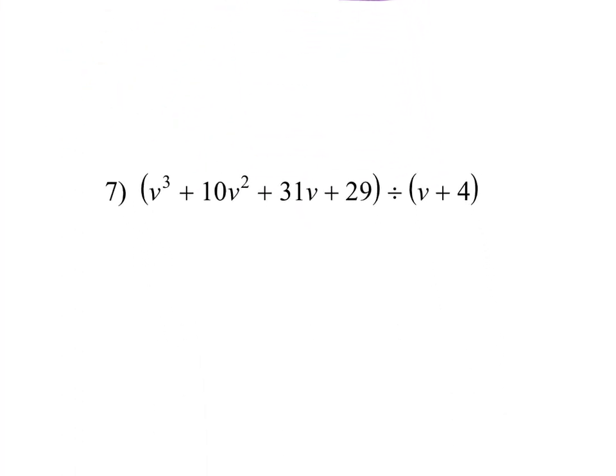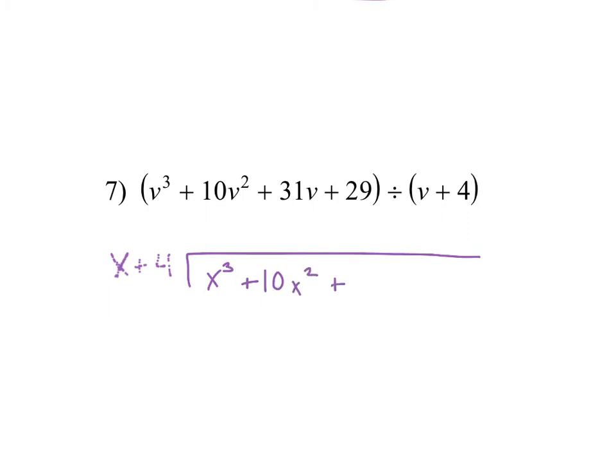Let's look at number 7. What goes on the outside? x plus 4. Before we write what goes on the inside, we want to make sure all of our terms are there. Are all of our terms there? We have x cubed, x squared, just an x, and then a number. So are we good to start? Yep. So we just rewrite that on the inside of our box. Don't have to add anything special. So we have x cubed plus 10x squared plus 31x plus 29.